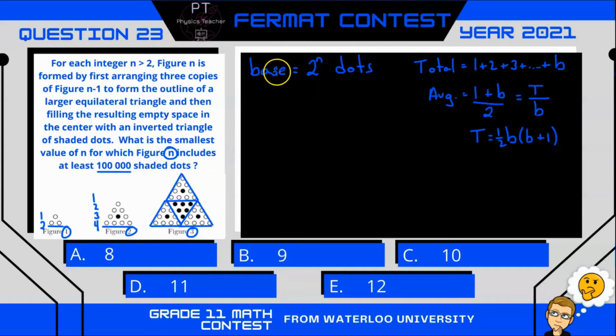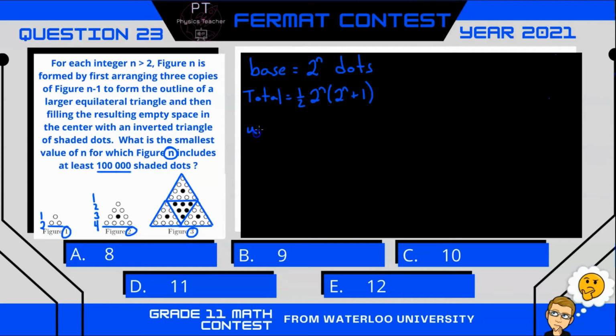Now since we already know that the base is 2 to the n dots, we can write the total as 1/2 b, which is 2 to the n, times b plus 1, or 2 to the n plus 1.